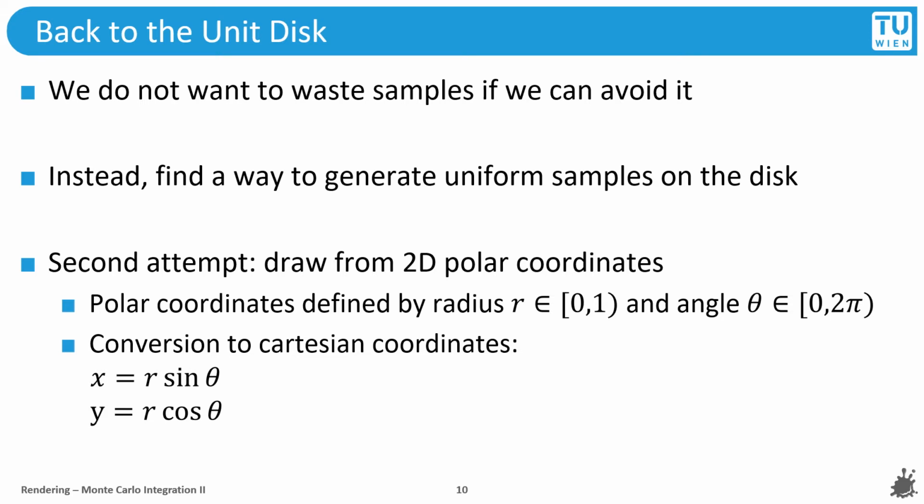Polar coordinates around a given origin are defined by a radius r and angle theta in the range from 0 to 2 pi. For the unit disk, we will use a radius of 1. The transformation from polar coordinates to Cartesian coordinates is as follows. x equals r times the sine of theta, and y is r times the cosine of theta.